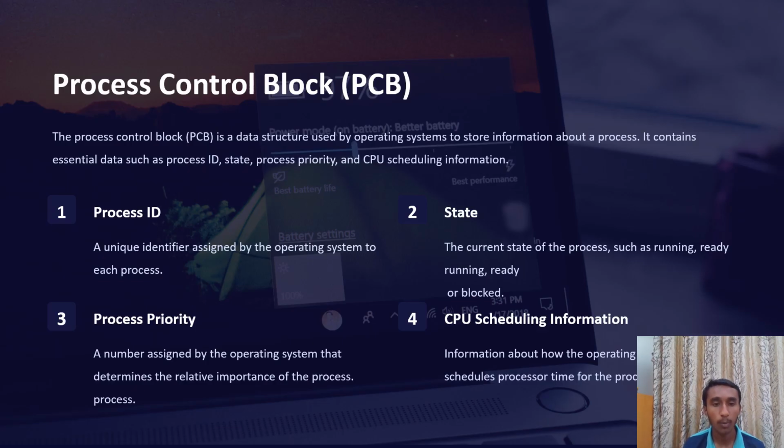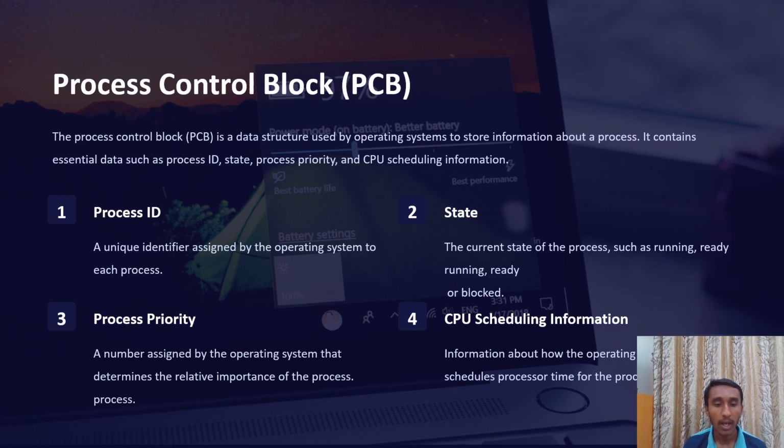Now let us move to the process control block, PCB. The process control block is a data structure used by the operating system to store information about a process. It contains essential data such as process ID, state, process priority, and CPU scheduling information.